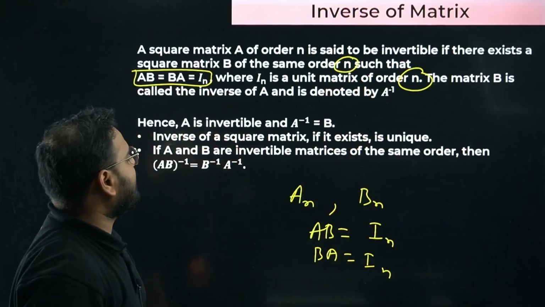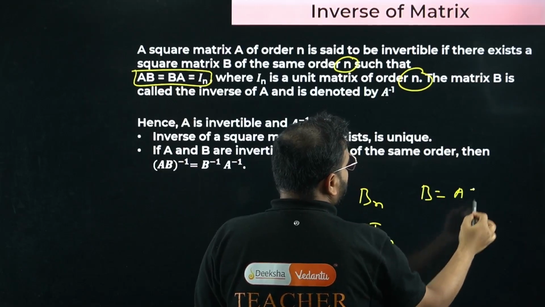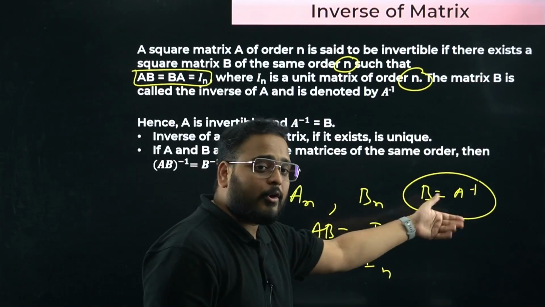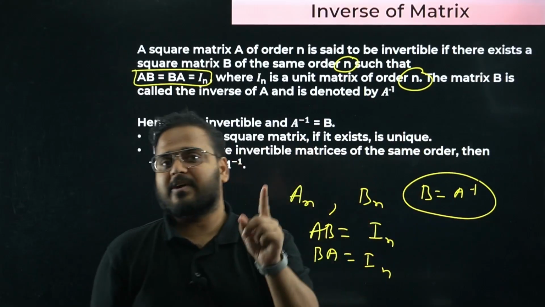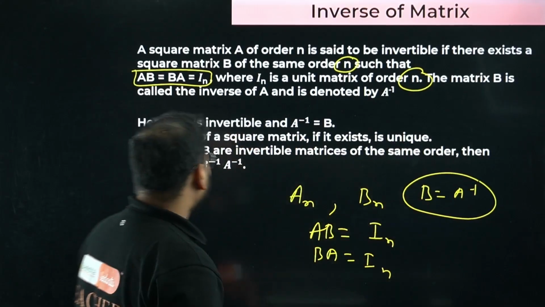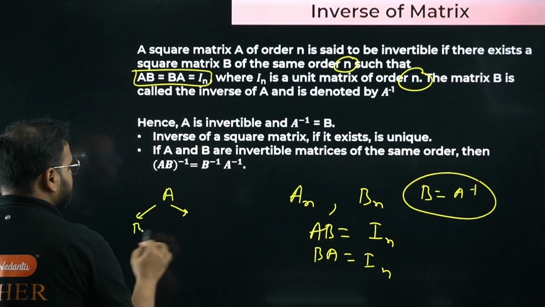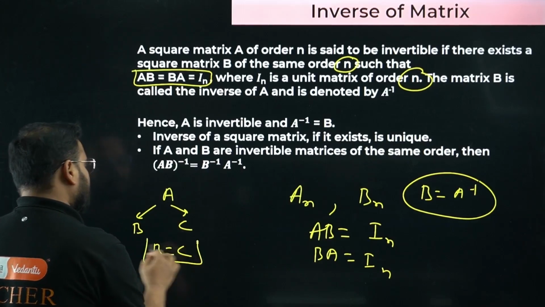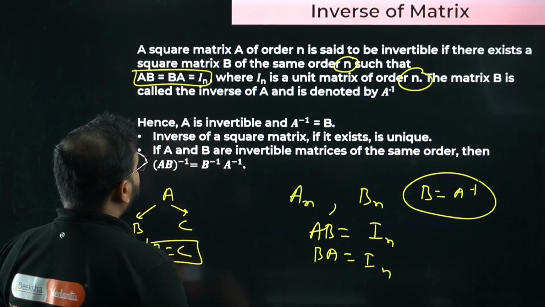And how do we write this? We write B simply as inverse of A, A inverse. How do you find it? We learn in determinants. But just understand this: there will always be a unique matrix. You can't have two inverses for a matrix A, B and C. If they exist, then B will be equal to C.